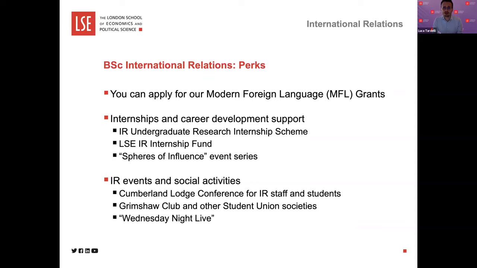We also often run the Wednesday Night Lives, which are opportunities to talk about a particularly interesting or timely weekly topic that is relevant that week, but to do so in a formal setting where one member of our faculty guides the discussion with our students, informally, in front of some slices of pizza, so that we can have a chat in a very relaxed way about key items in the news that week. So this is just some of the perks and the advantages, and the social elements and events connected to the BSc International Relations program.